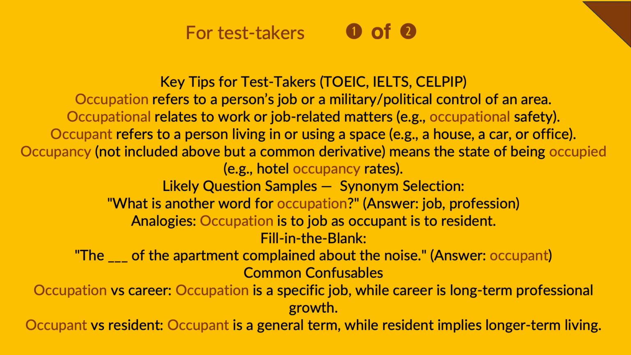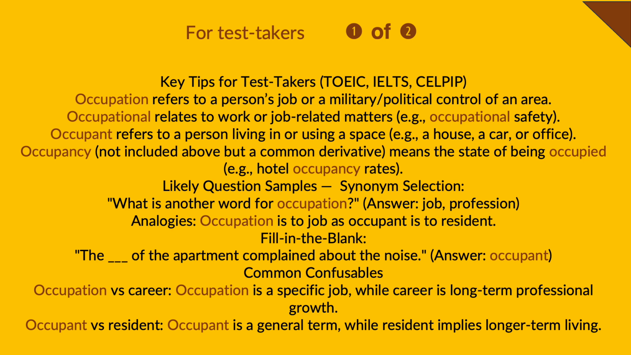Occupancy, not included above, but a common derivative, means the state of being occupied. For example, hotel occupancy rates. Likely question samples. Synonym selection: what is another word for occupation? Answer: job, profession. Analogies: occupation is to job as occupant is to resident.